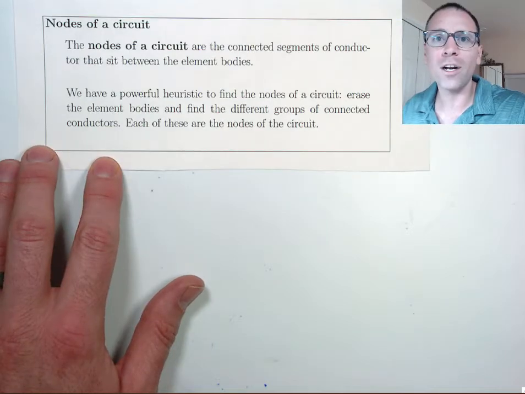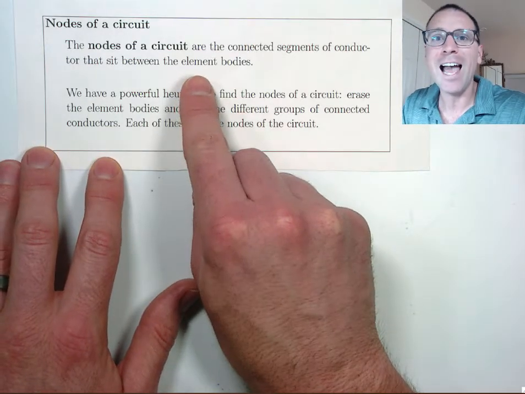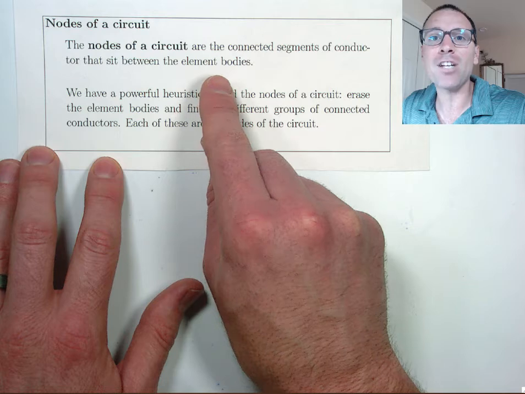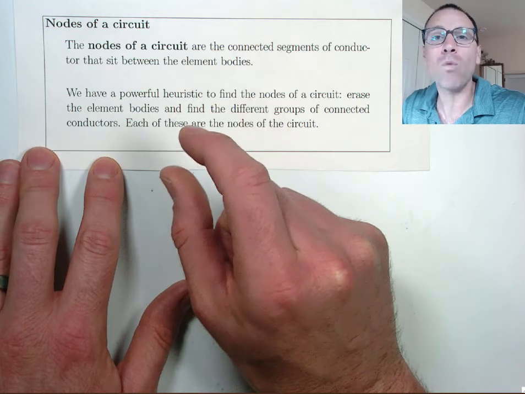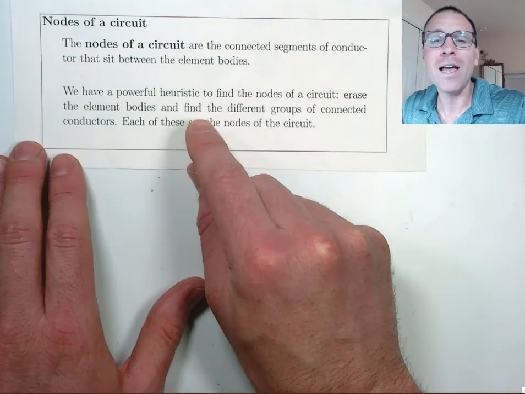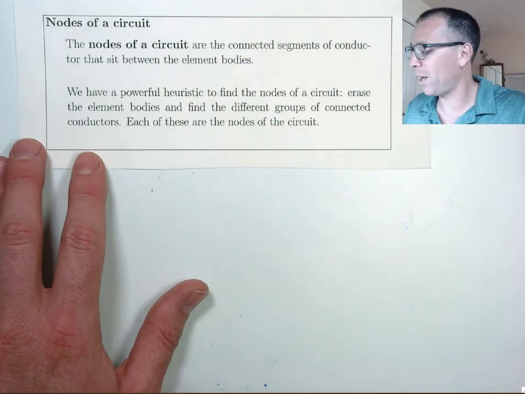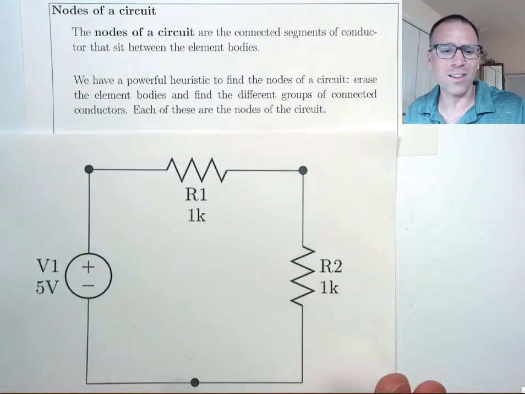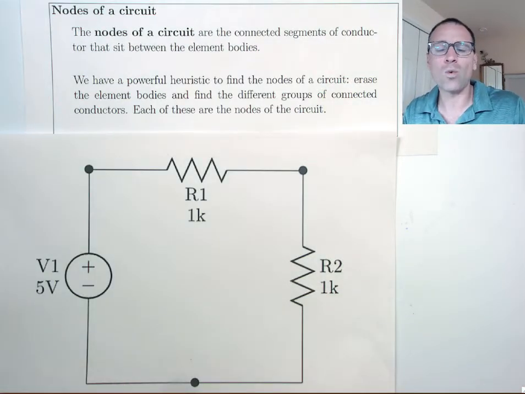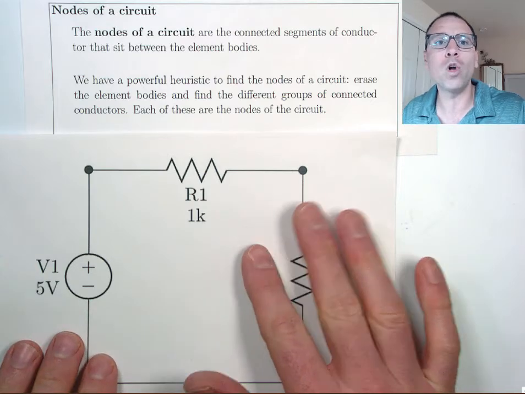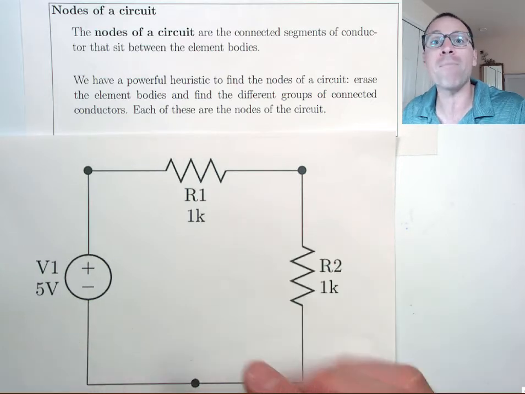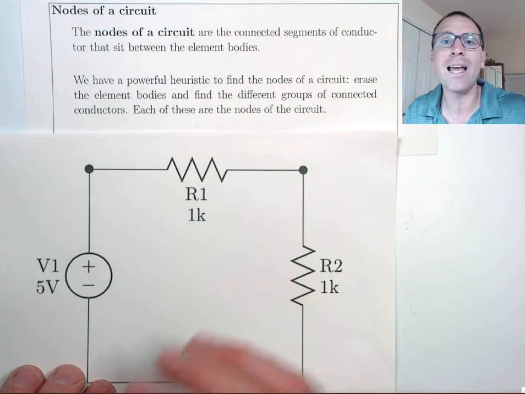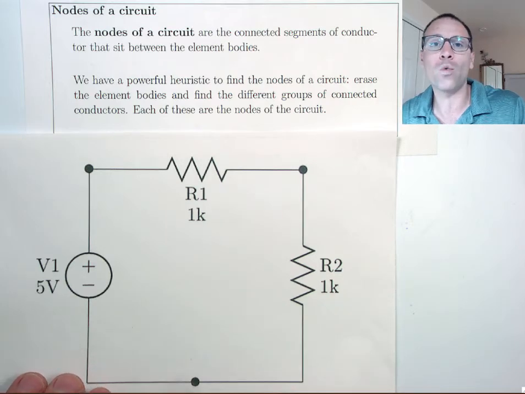Towards that goal, we're going to define the nodes of a circuit as the connected segments of conductor, the pieces of wire that are touching each other, that sit between the bodies of our elements. Yuck, that's a lot of words. Let's dissect what those words mean by looking at a schematic and then making the relationship between that schematic and an actual physical real circuit.